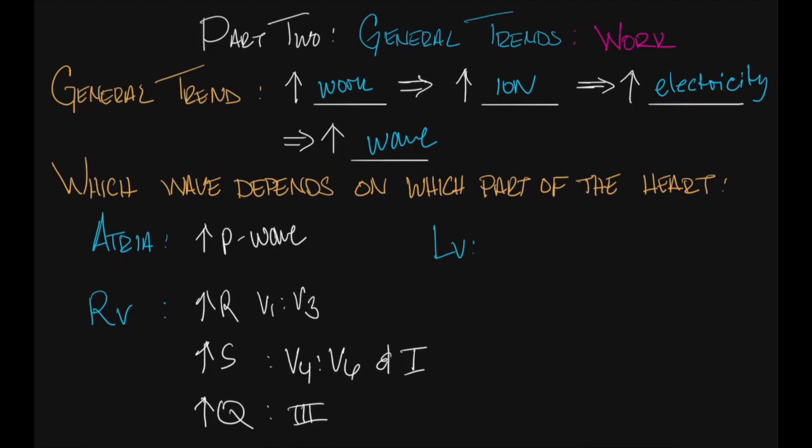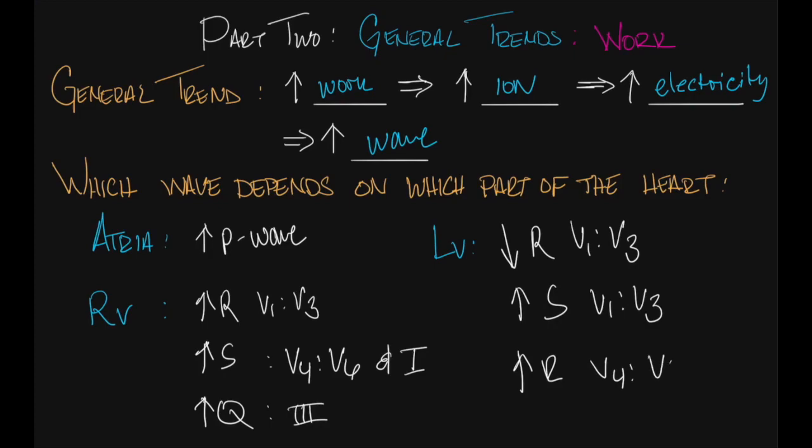It shouldn't come too much of a surprise that if we have an increase in activity in the left ventricle, well, we're going to see the opposite. So we're going to see a decrease in R wave in V1 through V3, an increase in S wave in V1 through V3, and an increase in R wave in V4 through V6.